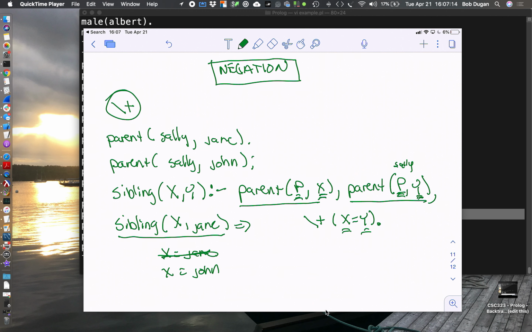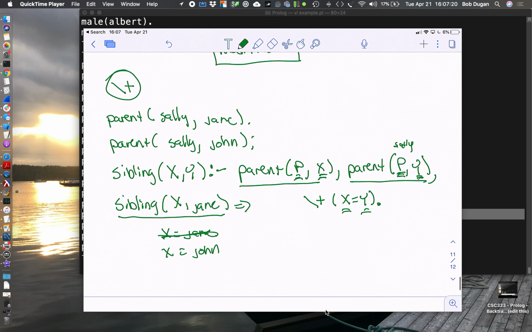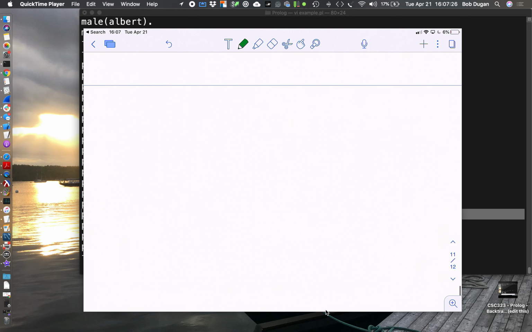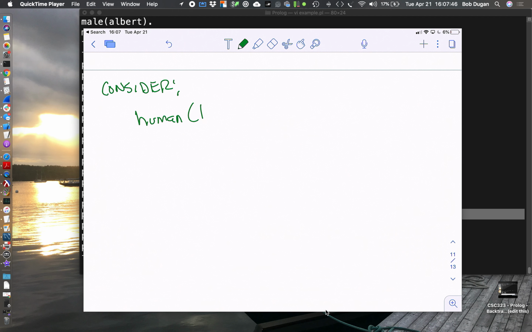Now, there are kind of interesting things that you can do if you've got negation. So let's take a look. I want to consider now just the facts in the database. All right, so I'm trying to figure out the right order I want to do this in. Okay, so consider the following facts. Human, Bart. So Bart is human. And human, Lisa. Lisa is human.